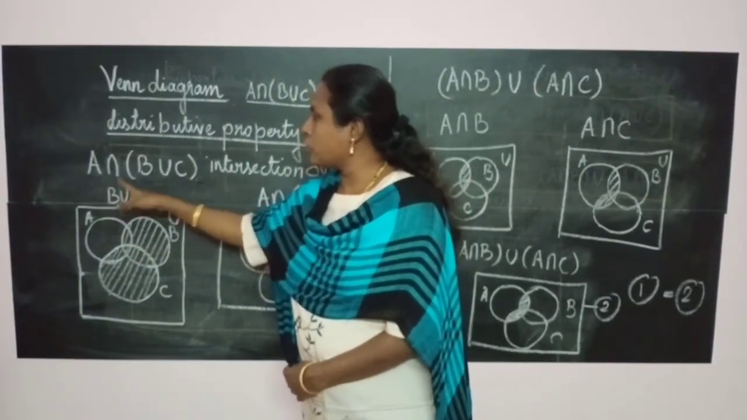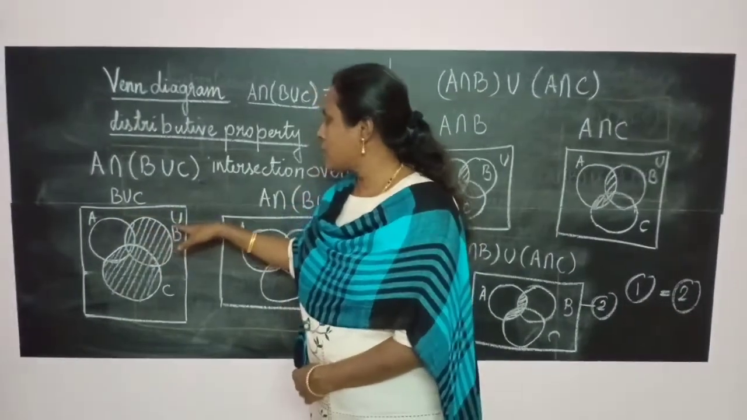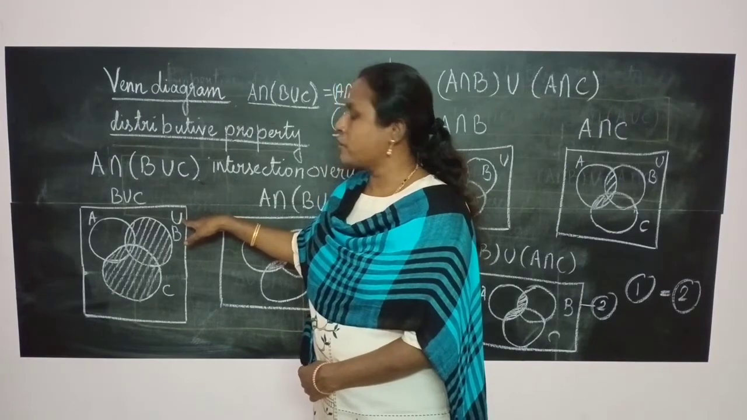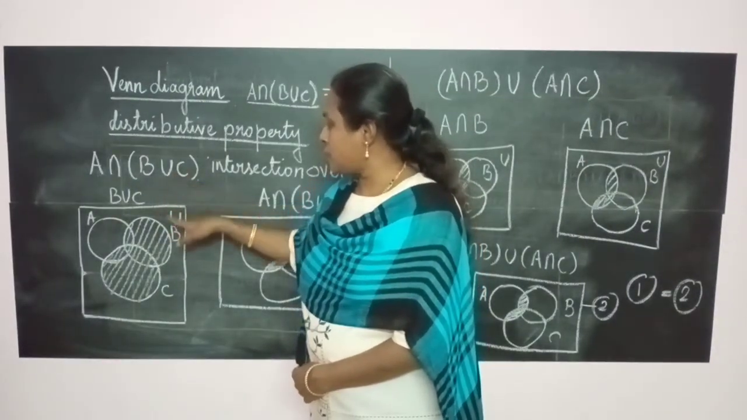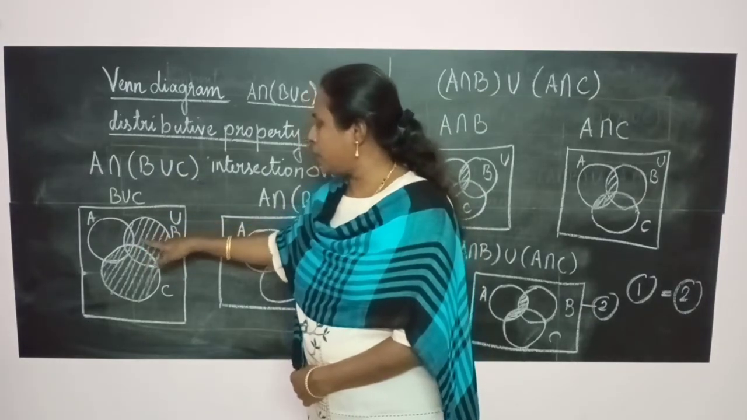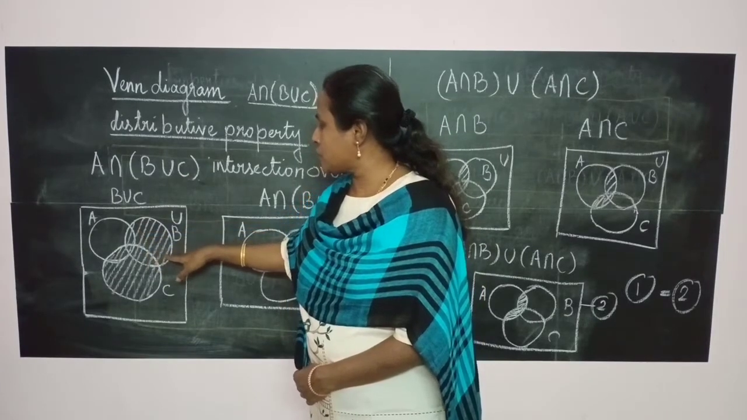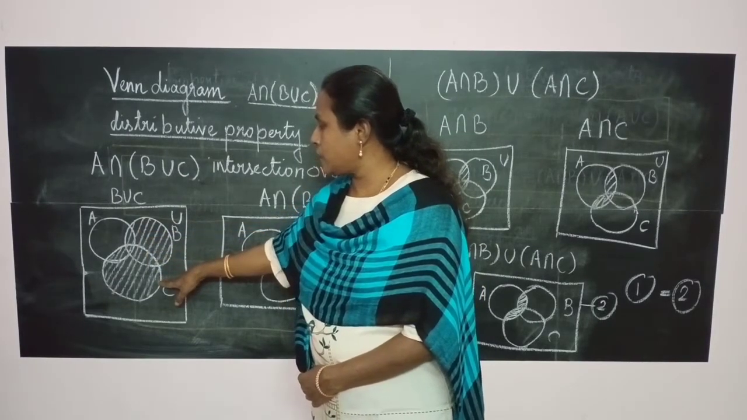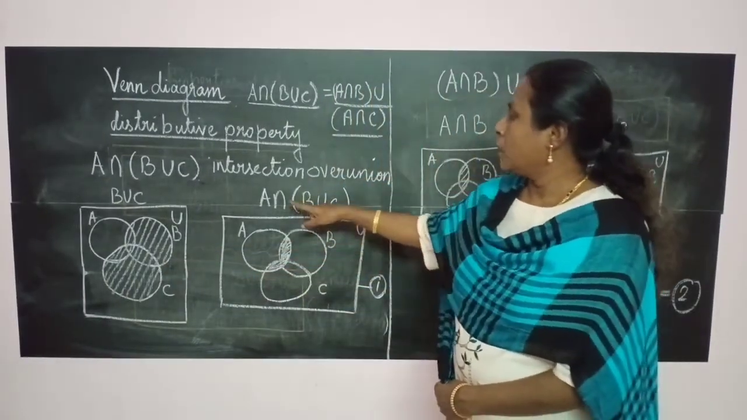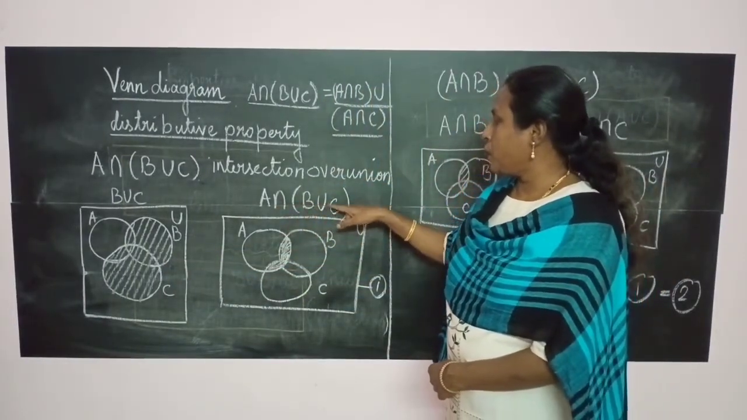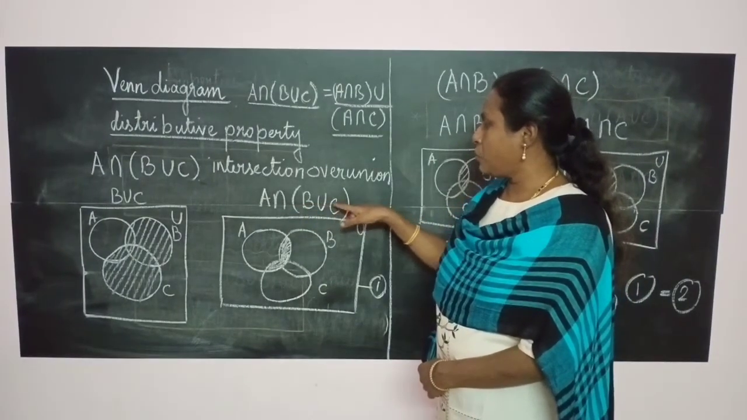Here I have three sets, A, B, C, so I am going to draw three circles in the universal set. B union C will be all the portions in B and C, so I am shading all the portions in B and all the portions in C. This is B union C. Now the next expression is A intersection (B union C).